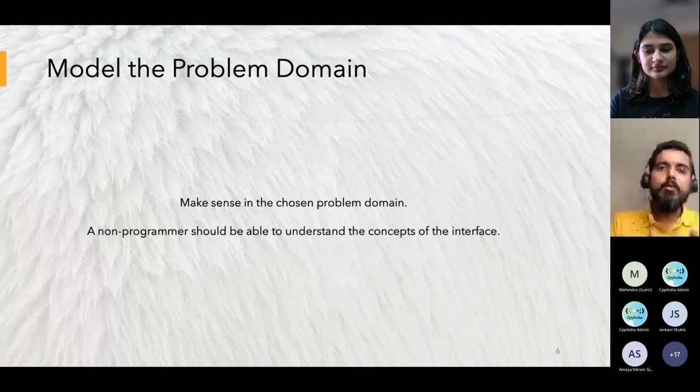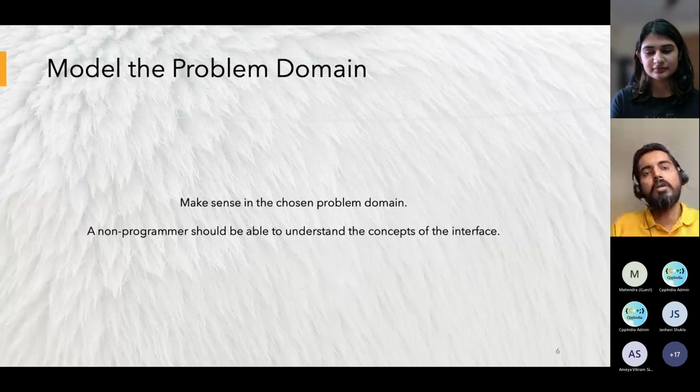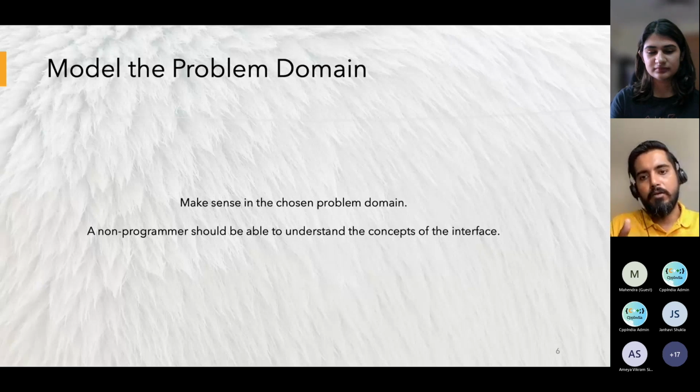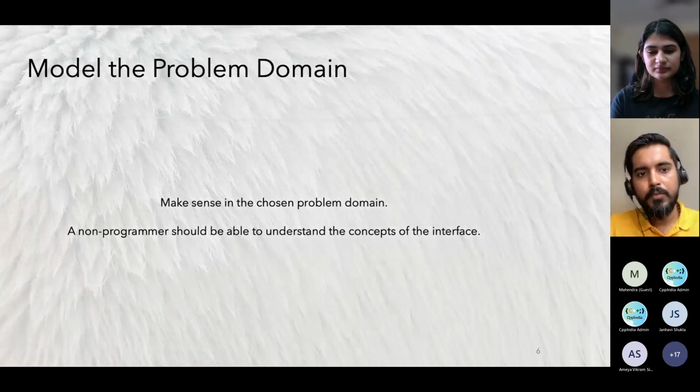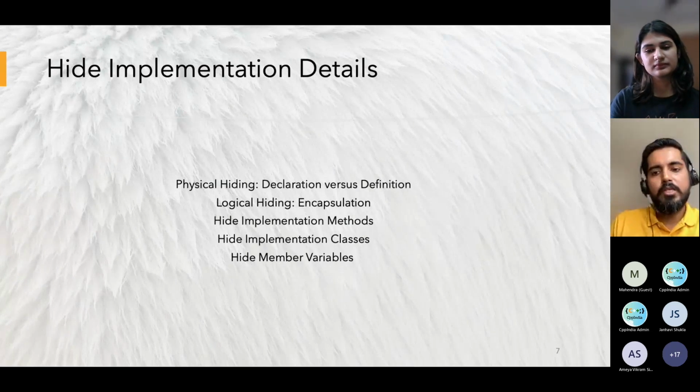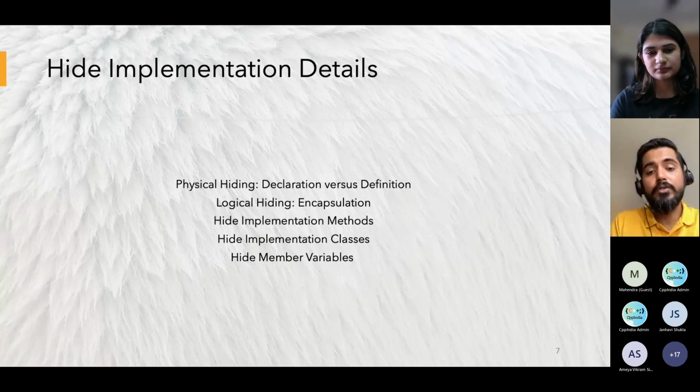And for a non-programmer who is coming into programming, or who is not an expert, or who just wants to know what things are happening, they understand these things very easily if your APIs are aligned with the domain, so they can also understand all those things. And your API should hide the definition in the CPP file, which we call physical hiding.